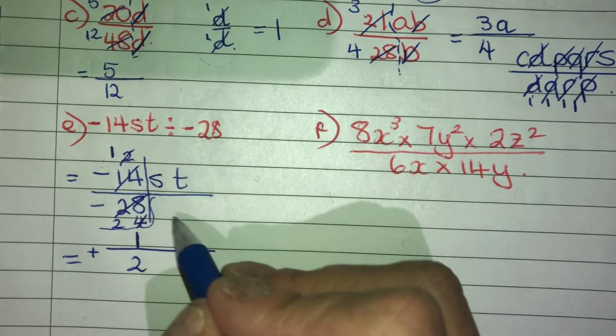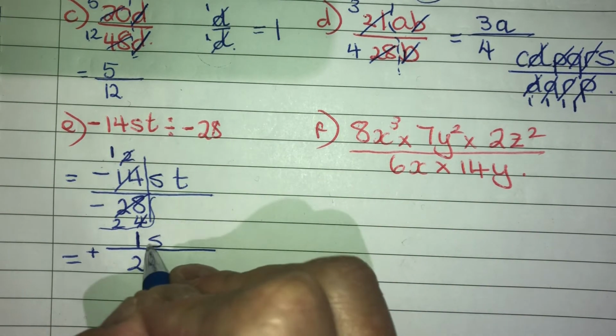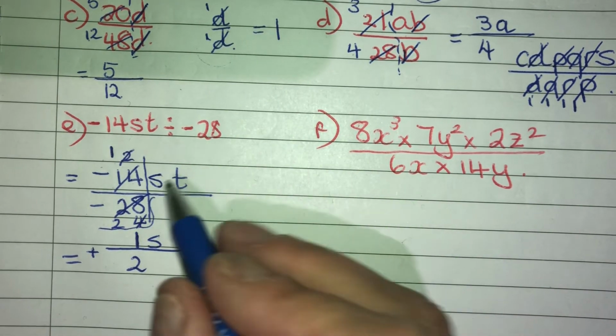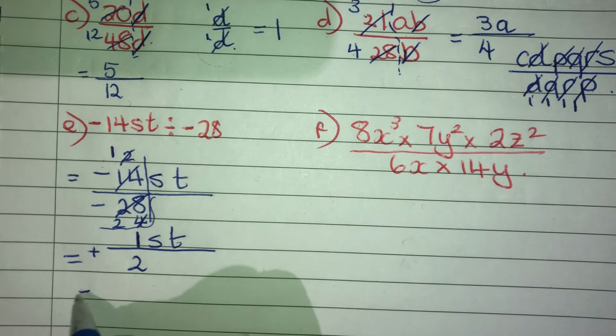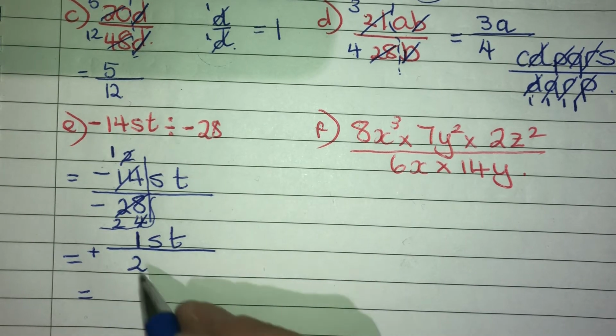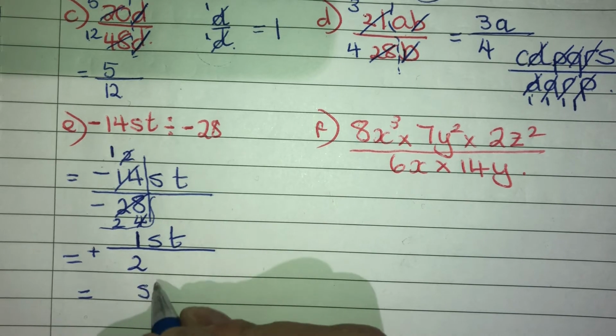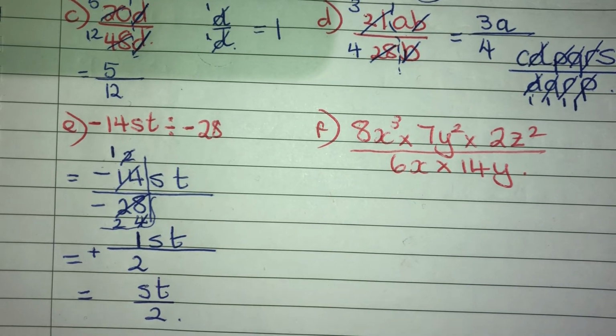All right, so we've done the numbers. We've got to address the S. Anything on the bottom? No. Means you need to leave the S as it is on the top. Any T's on the bottom? No. So you're going to leave that there. And the last step would be to get rid of the 1. So your final answer, I'm also going to get rid of the plus because we don't need that, is ST divided by 2.